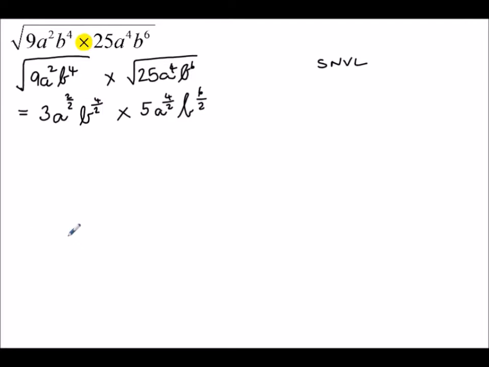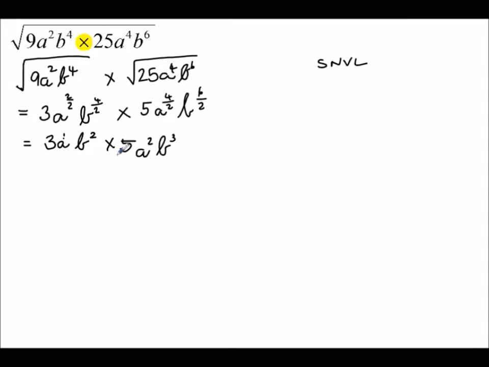Now remember, this step you can leave out. You can go straight to this answer, 3a. 2 divided by 2 is 1. Remember, invisible 1. b, 4 divided by 2 is 2. And I'm going to multiply that by 5a, 4 divided by 2 is 2. b, 6 divided by 2 is 3.